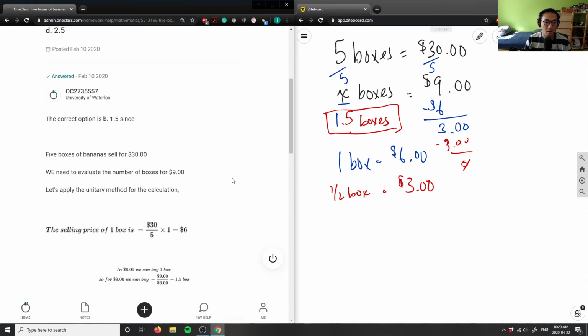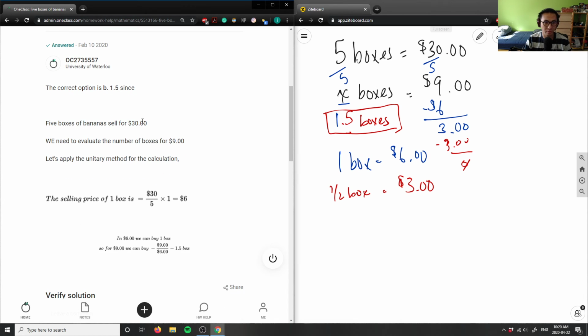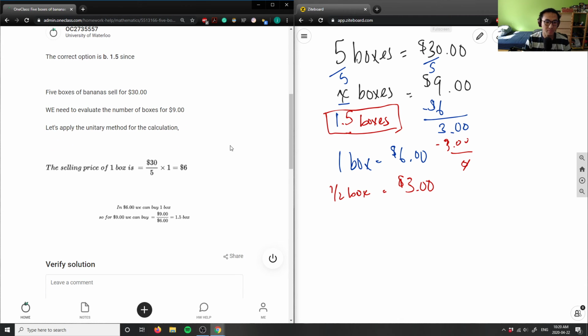That's good. B is the correct answer, since 5 boxes sell for $30, we need to evaluate the number of boxes for $9. They wrote that the selling price of one box is $6. With $6 we can buy one box, so for $9 we can buy 9 divided by 6, which is 1.5 boxes.